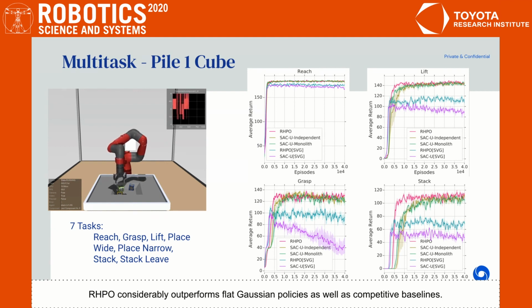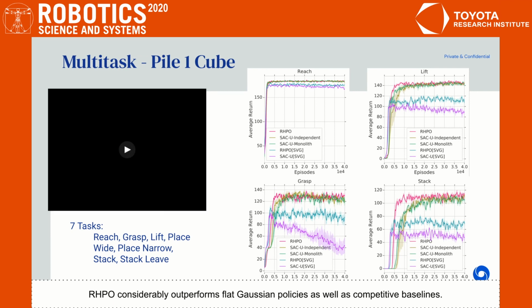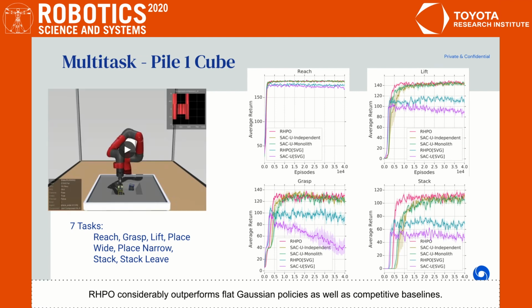We additionally compare against the implementation from the original scheduled auxiliary control paper, which is based on SVG as policy optimizer for independent policy heads. We also adapt our algorithm by using SVG as policy optimizer for mixture policies, marked as RHPO SVG. In this case, we are required to use a continuous relaxation of the categorical distribution to train mixtures.